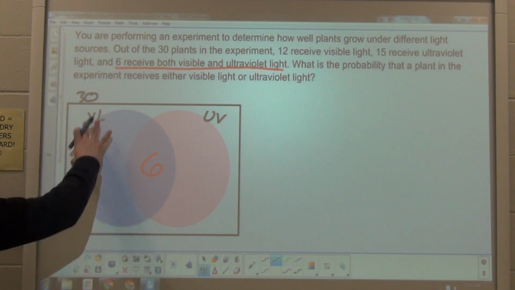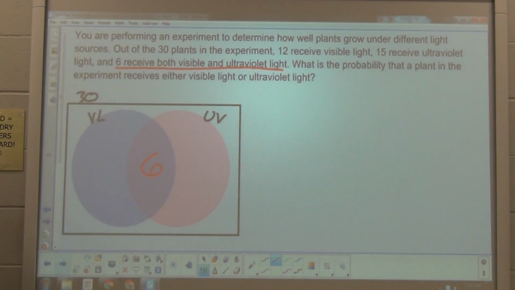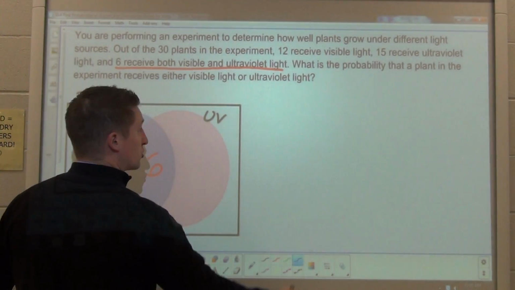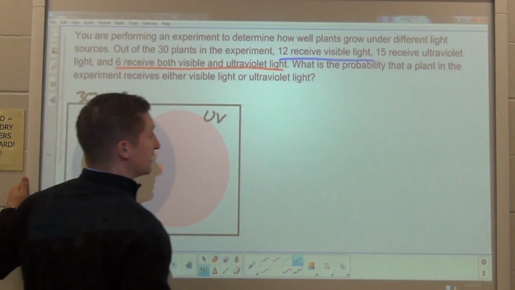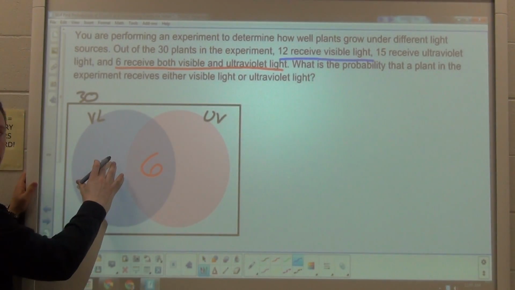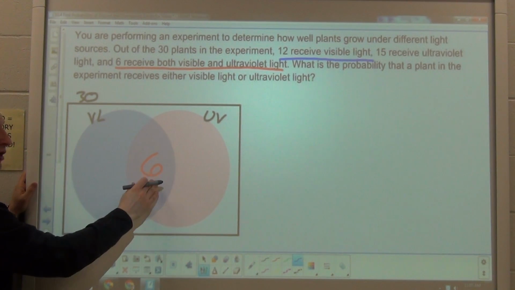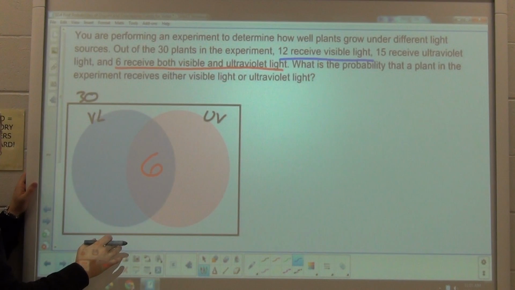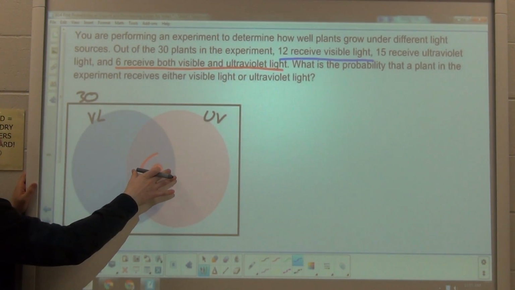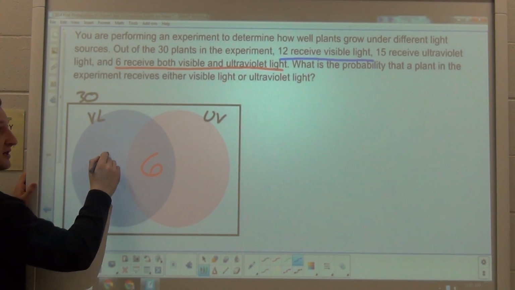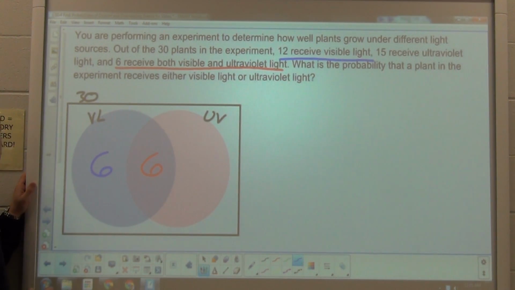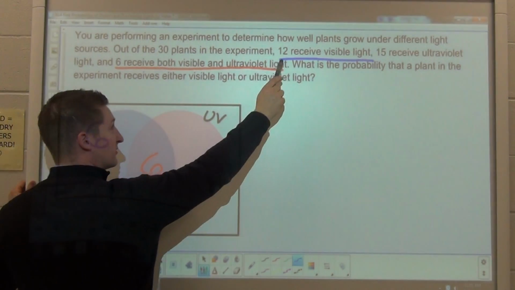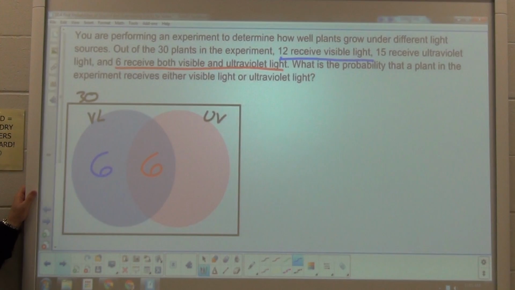Then I'll fill in the visible light part. I notice that 12 of the plants receive visible light. But rather than putting a 12 here in the circle, I need to think about the fact that I already have 6 of those plants accounted for in the overlapping region. So if 6 receive both, that means there must be 6 that receive just visible light, because 6 plus this 6 would have to be the 12 that I'm given.